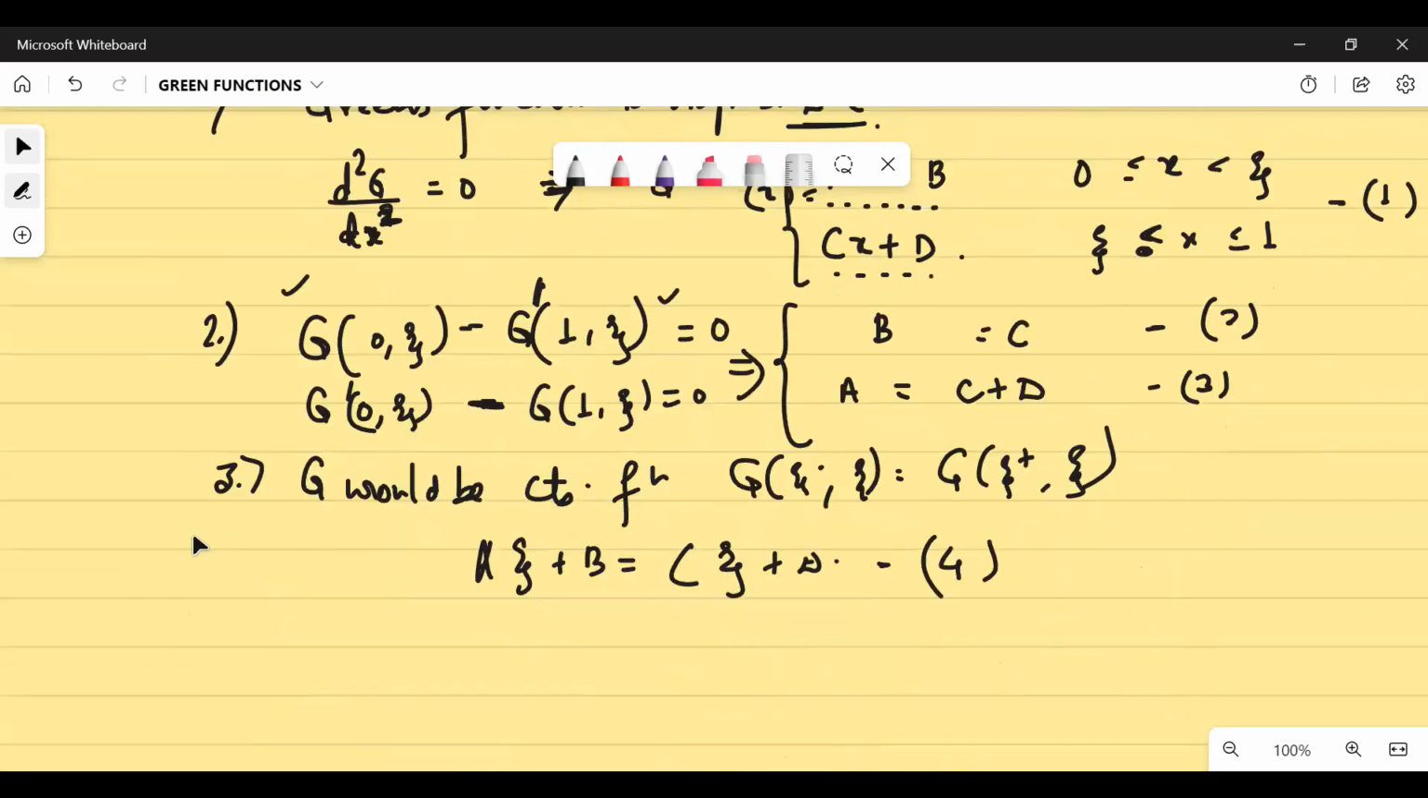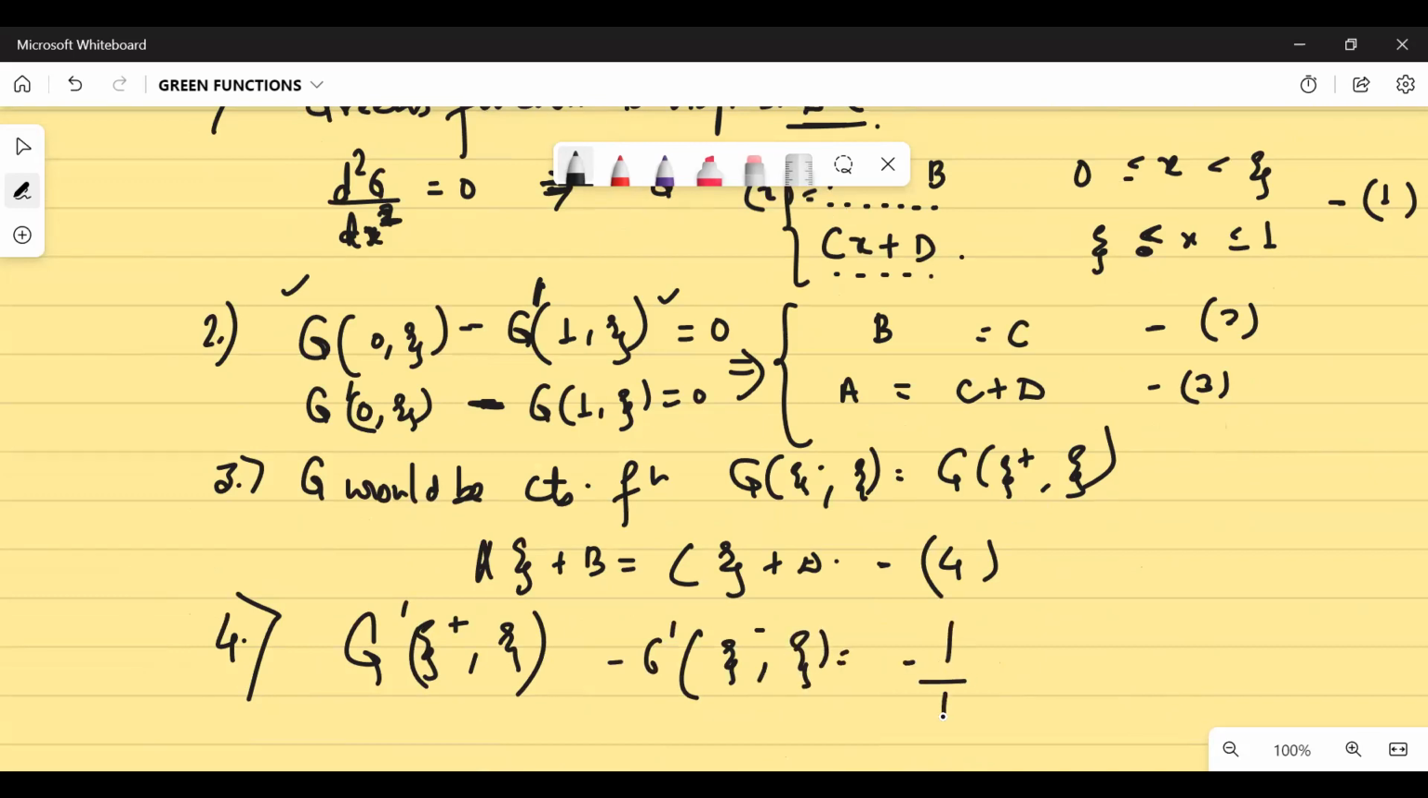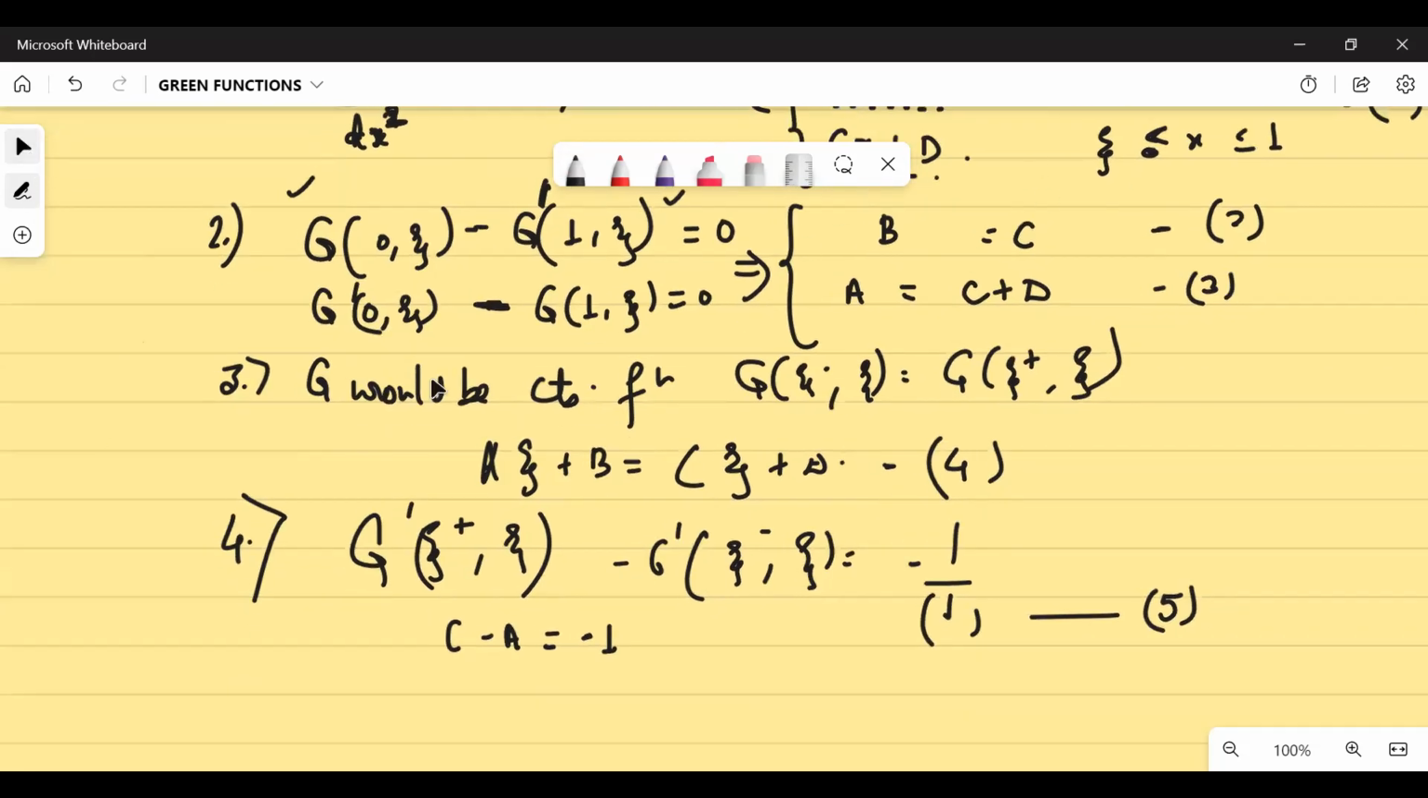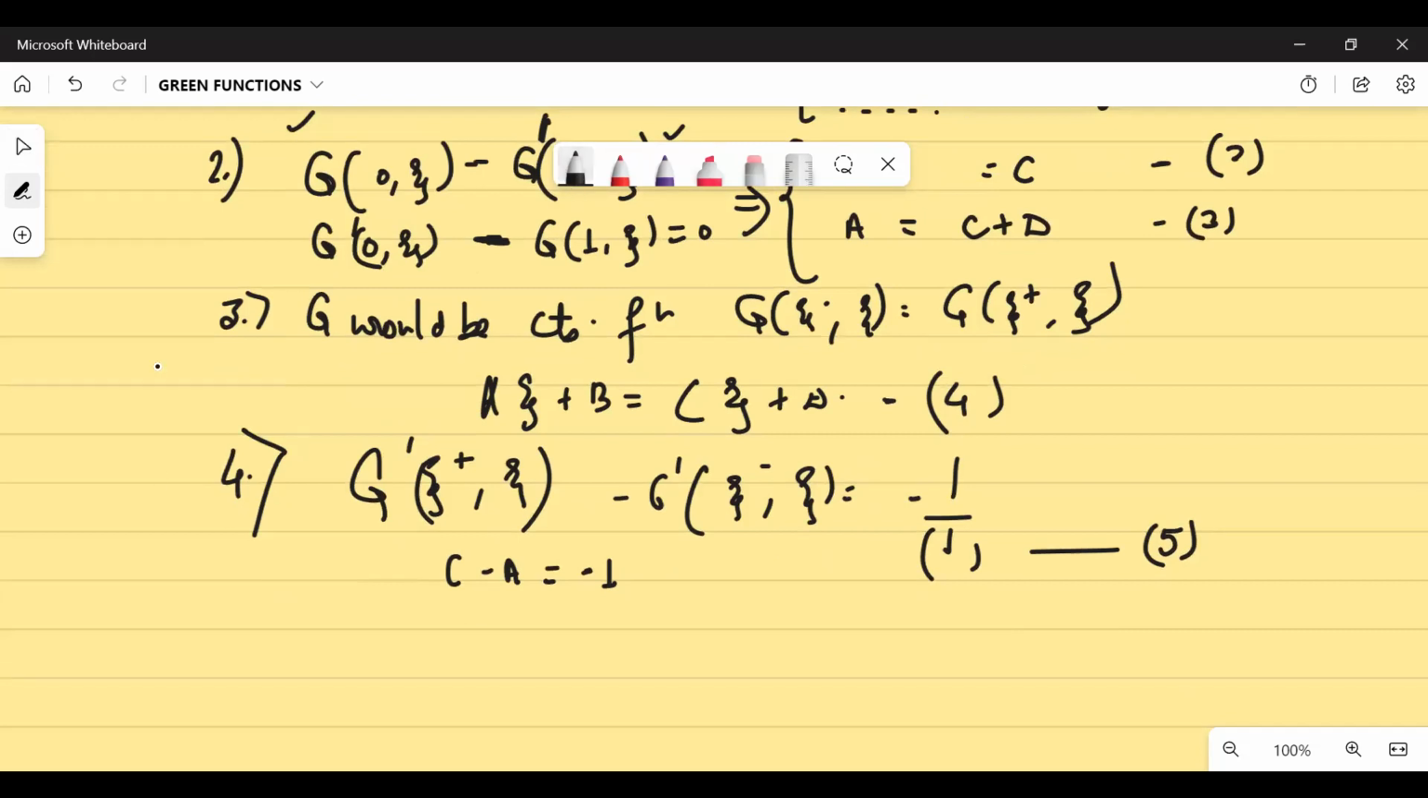So if you write that up, you will get the fifth condition: g dash(zeta plus, zeta) minus g dash(zeta minus, zeta) should be equal to minus 1 upon 1, because your p naught here is 1. Is that clear? So the derivative to the right gives c, and the derivative to the left gives a. This will give me the fifth condition, that is c minus a is equal to minus 1. Overall, all these conditions together will give me values of a, b, c, and d, and that will give me the correct representation of my Green's function.